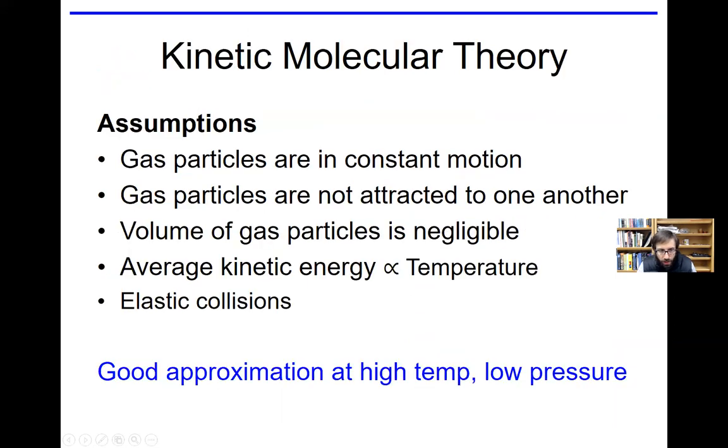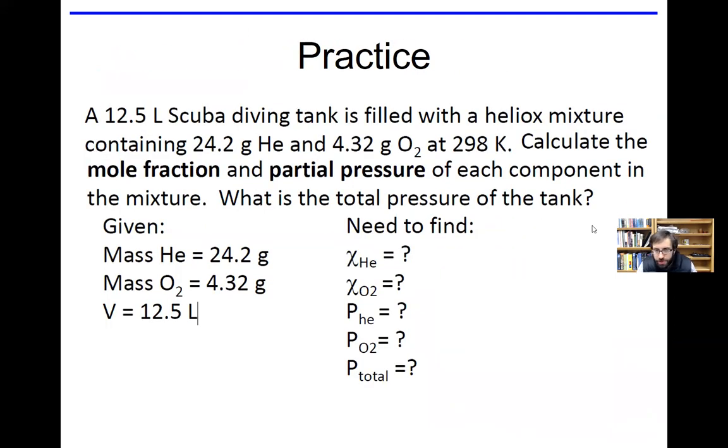All right, let's do one more here. So this one is saying a 12.5 liter scuba diving tank is filled with a heliox mixture containing 24.2 grams of helium and 4.32 grams of oxygen at 298 Kelvin. Use this mixture of helium and oxygen. It actually prevents you from getting the bends. And there's some physiological reasons for that that are pretty interesting, but not going to get into that now. So what is the total pressure of the tank? It says calculate the mole fraction and partial pressure of each component in the mixture.